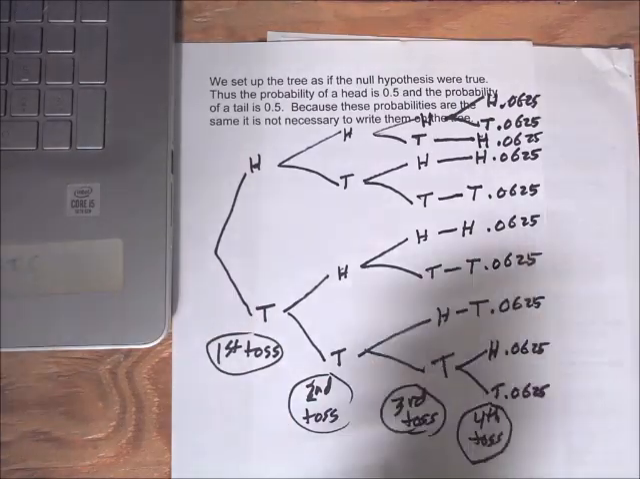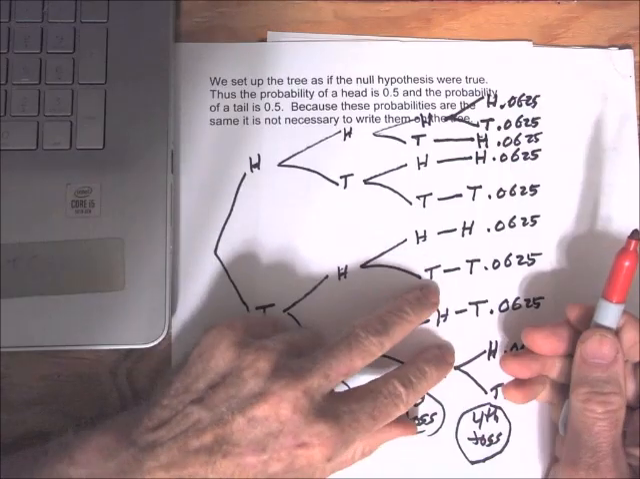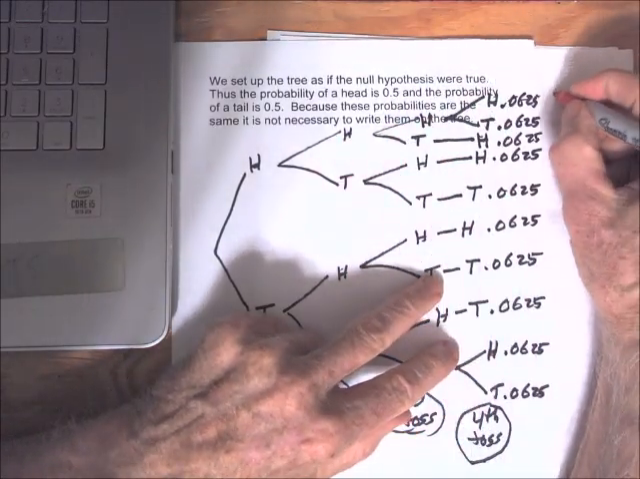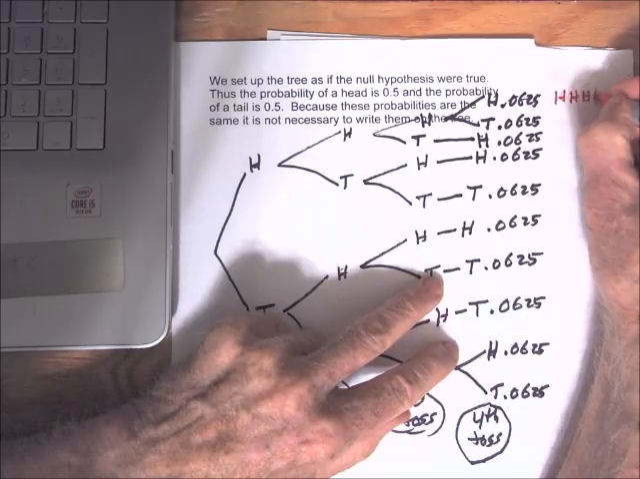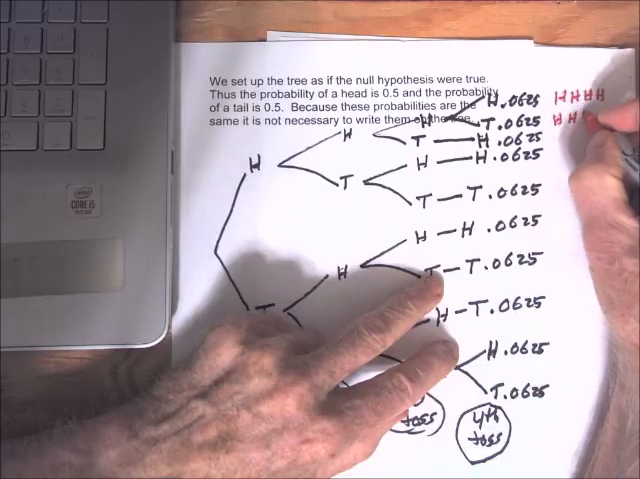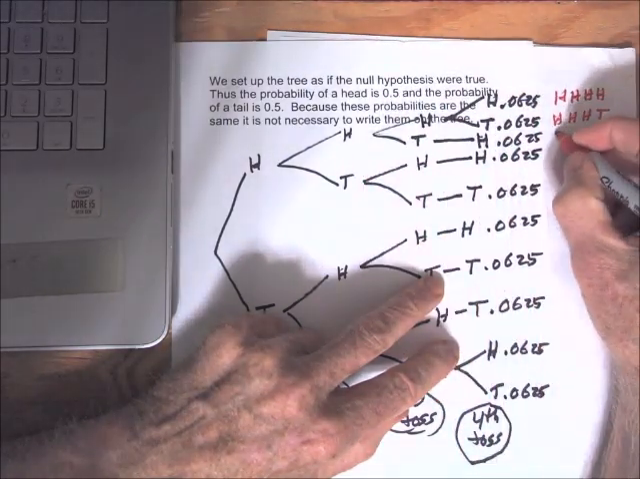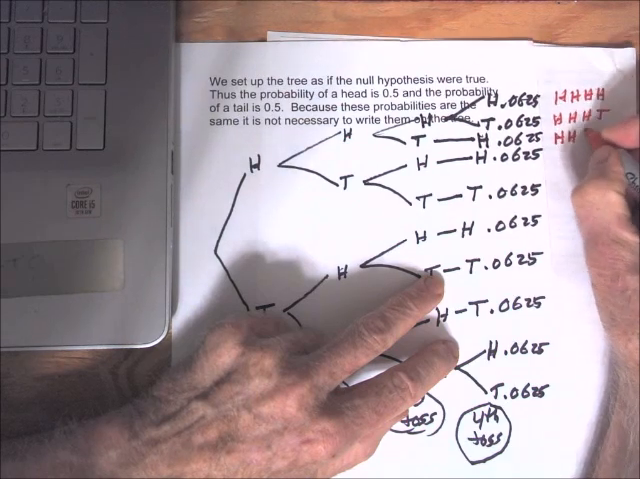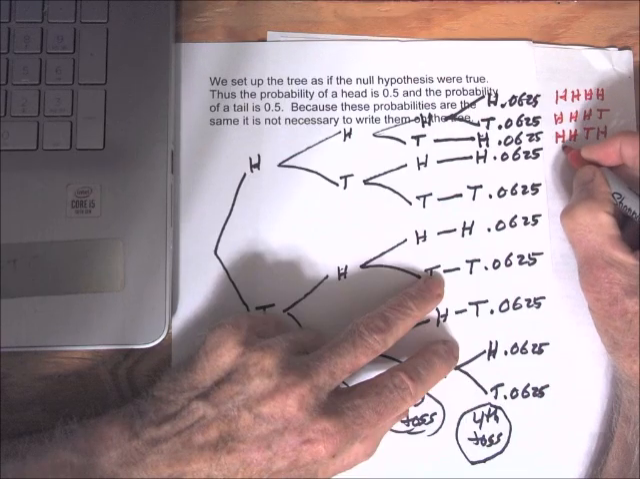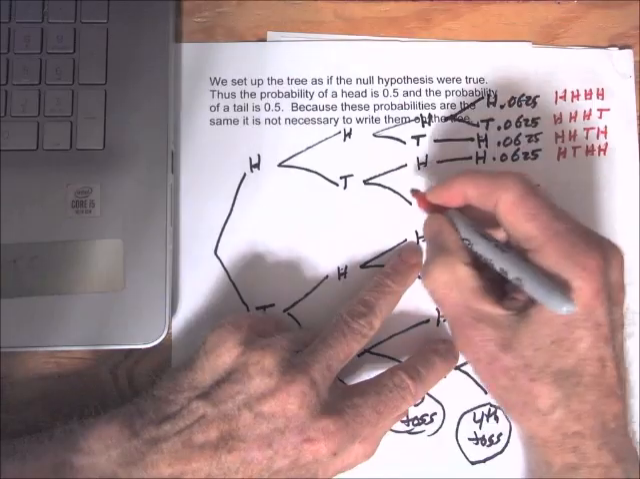If you want, we could also write down what these represent. That maybe it will help your understanding. So the top path, we have 4 heads. And then the second path, we have 3 heads followed by a tail. 2 heads, a tail, a head. A head, a tail, and 2 heads. Head and 3 tails.